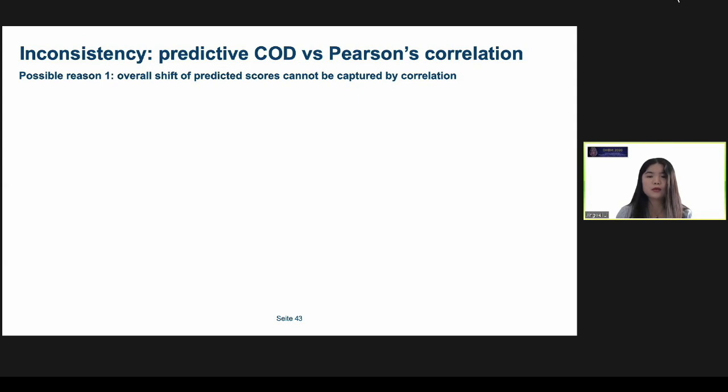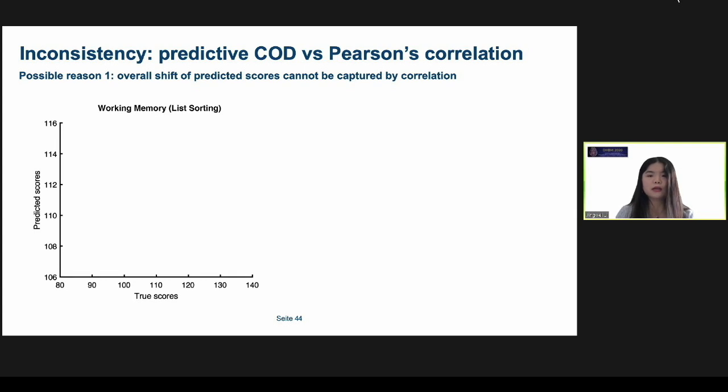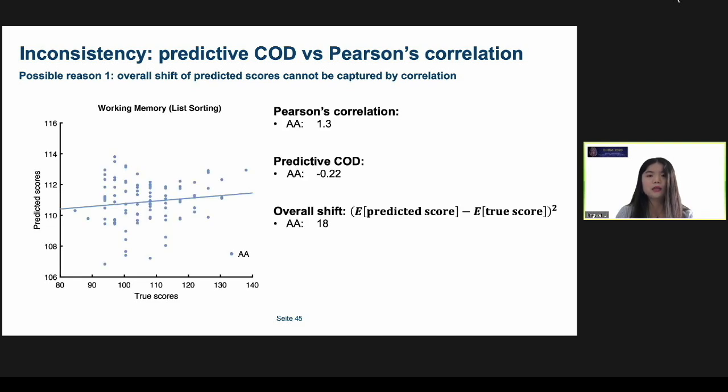The first reason could be that correlation can't capture the overall shifts of prediction. Here I show an exemplar behavior's scatter plot. The x-axis is the true behavior score, and the y-axis is the predicted score. Each blue dot represents one African American subject, and green dots are white American subjects. Visually, African Americans do have a more positive slope, but numerically their predictions deviate more from the average true scores.